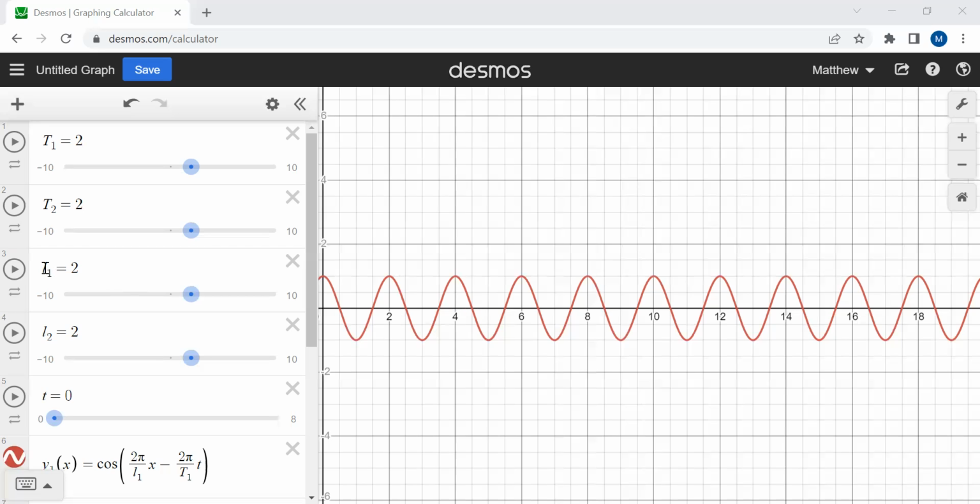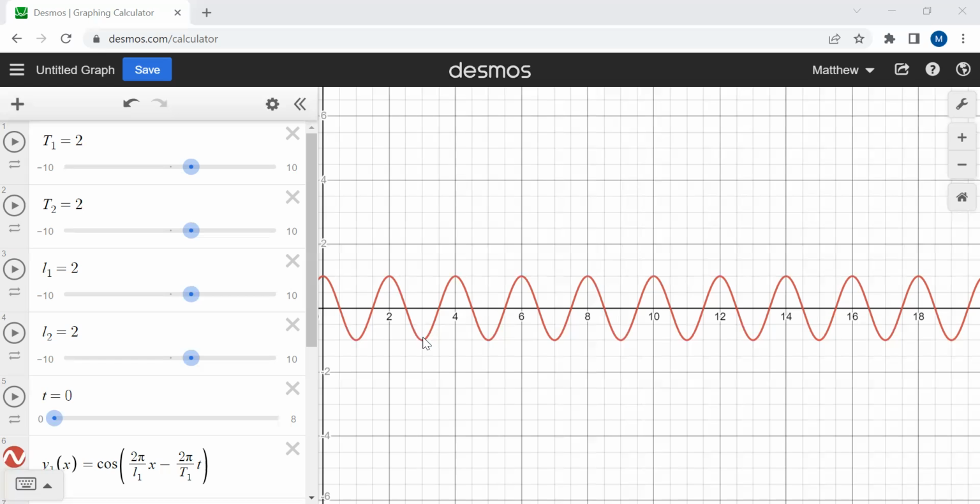But I have the wavelength. This program I'm using, Desmos, doesn't allow you to use Greek letters, so I just have L for wavelength of wave 1 is equal to 2. So you can see this wave, here's a crest, and we go over here to the next crest, that's 2 units. And to the next crest, that's 2 units. And it has an amplitude of 1. Okay, so this wave has an amplitude of 1.